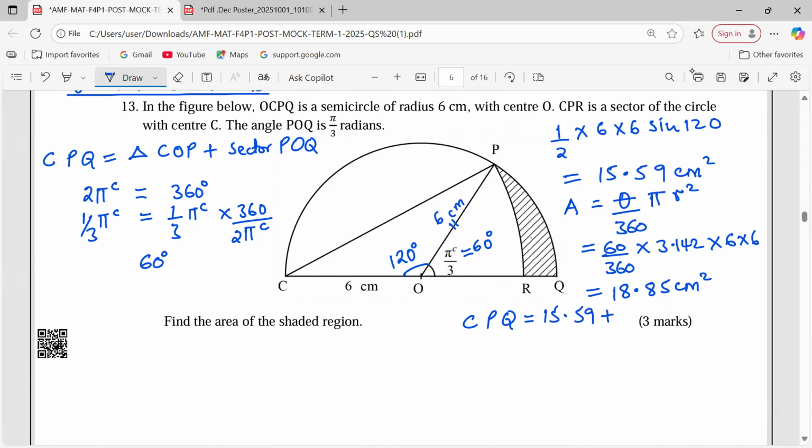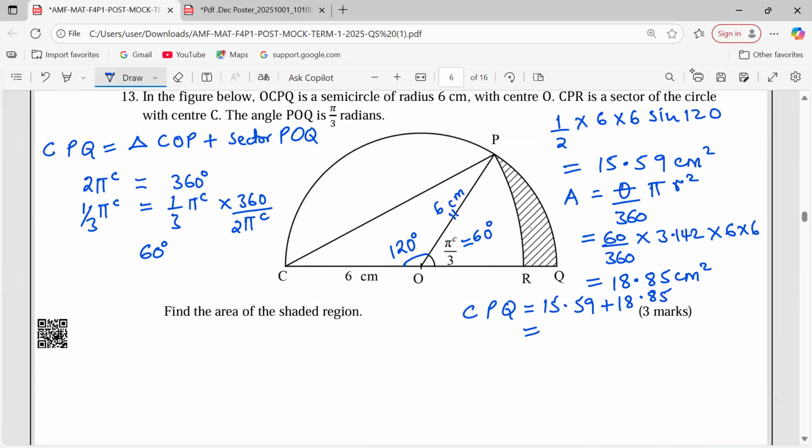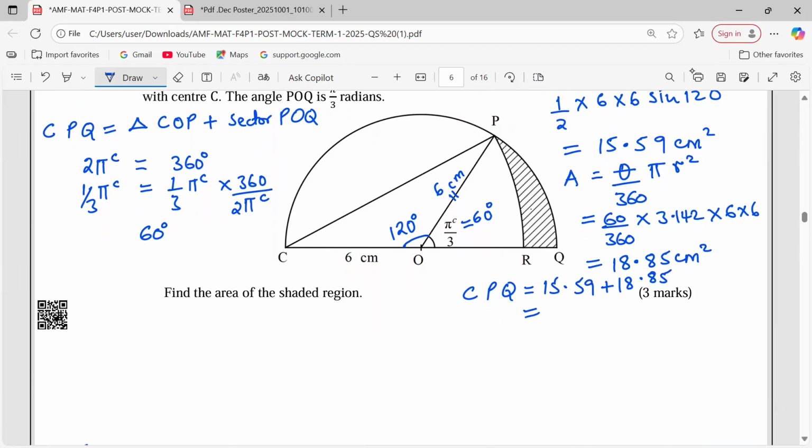So now can we talk about the area of CPQ? 15.59 plus 18.85. Let me work out the total. This takes us to 34.44 square centimeters. So we have the whole of CPQ.